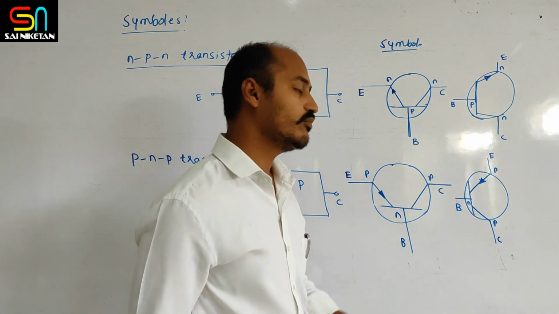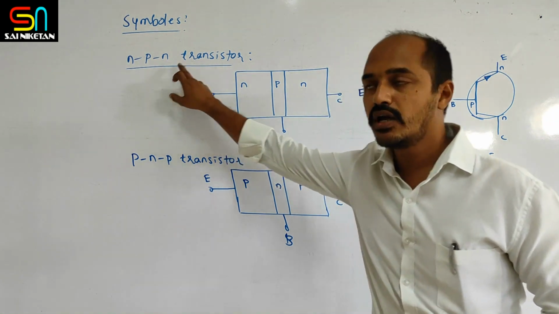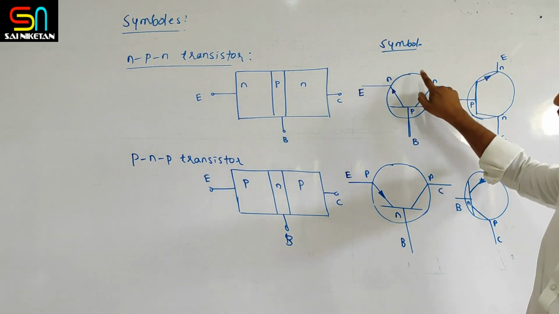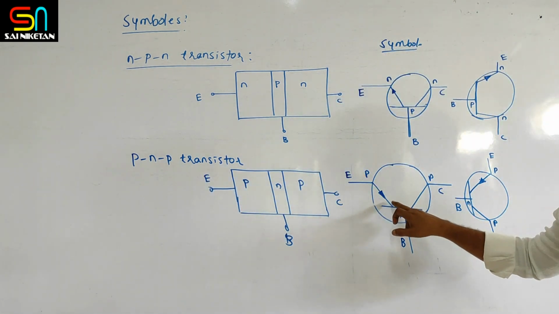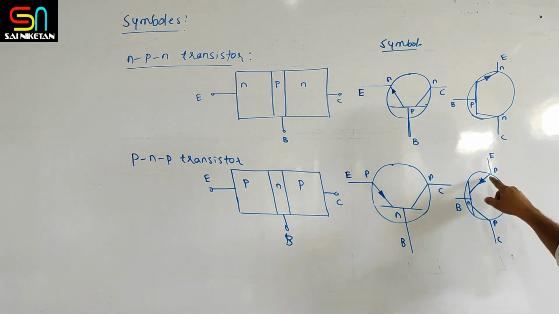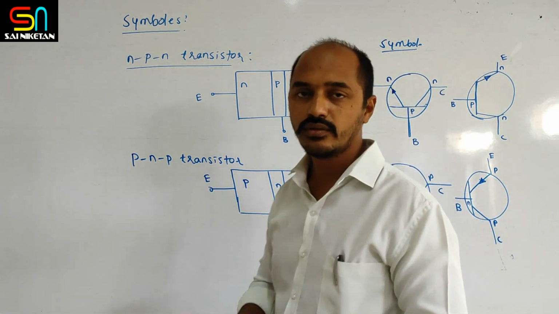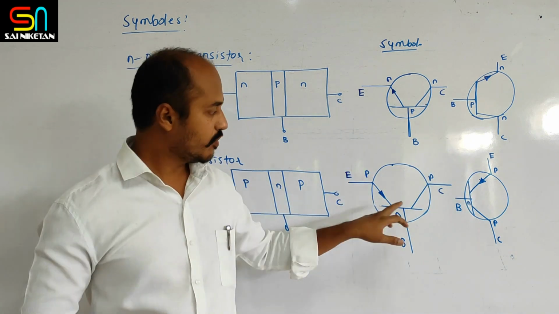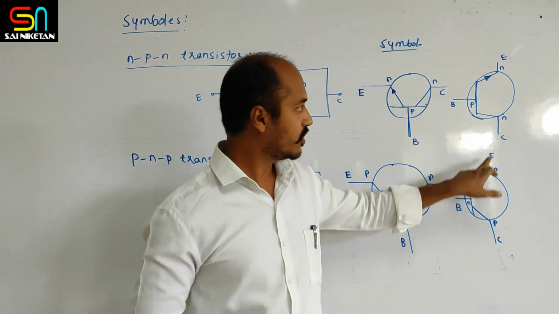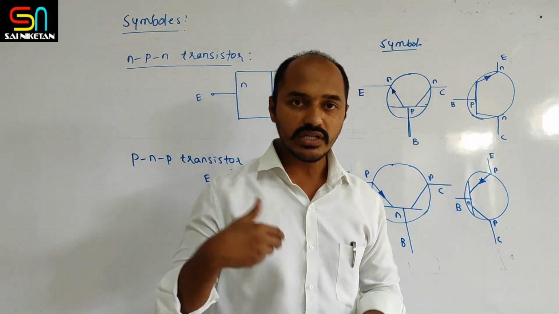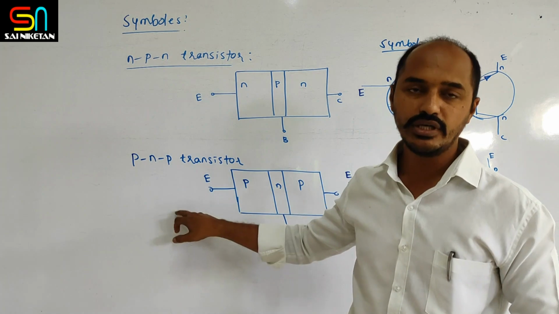So remember these symbols for the PNP and NPN transistor. In the NPN transistor, the arrow mark is going out from the circle, and in the PNP transistor, the arrow mark is coming in to the circle. It means current is going out in one and going in in the other. Wherever you put the arrow mark, that terminal becomes the emitter, and where there is no arrow mark, that is the collector. So these are the symbols for the NPN and PNP transistor.